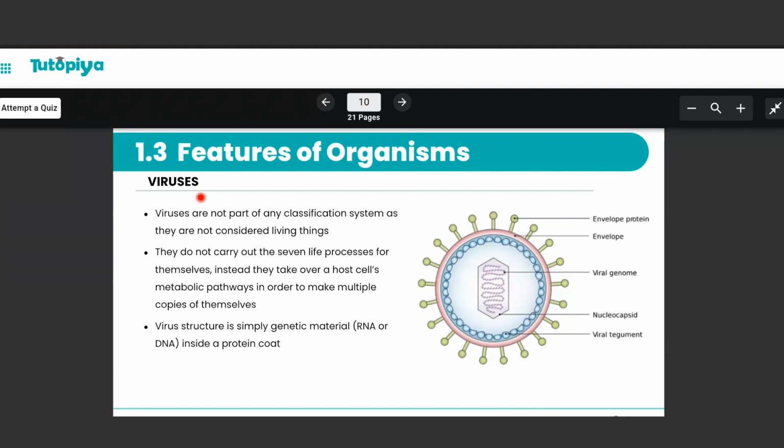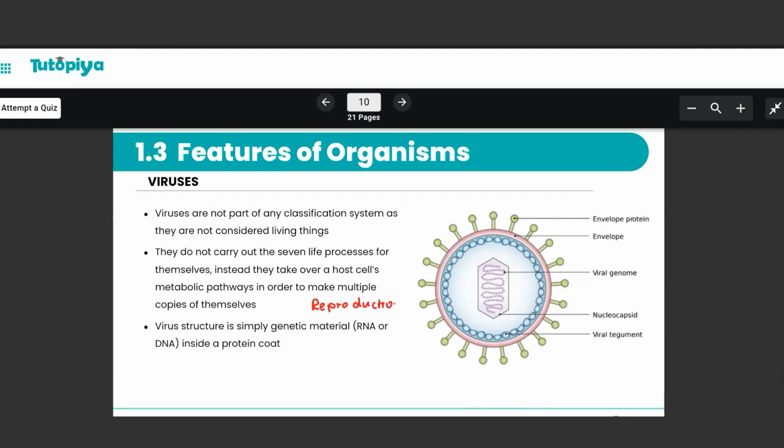So the answer is viruses do not belong to any kingdom because they are not part of any classification system. So you might wonder why. Why aren't viruses a part of the classification system? So here's the thing. To consider an organism as living, there are 7 basic life processes that it must show, right? Now, viruses show only one of these life processes, which is reproduction.